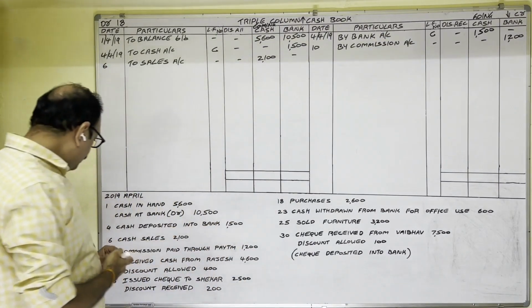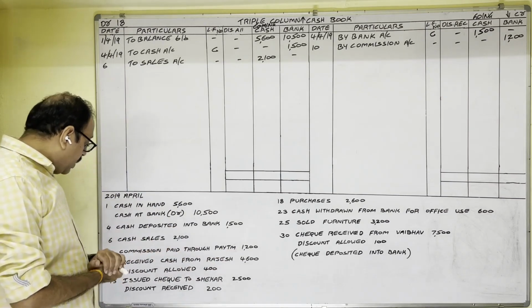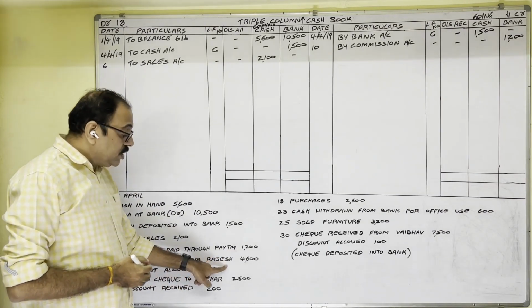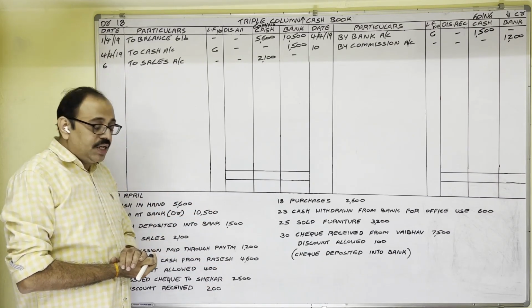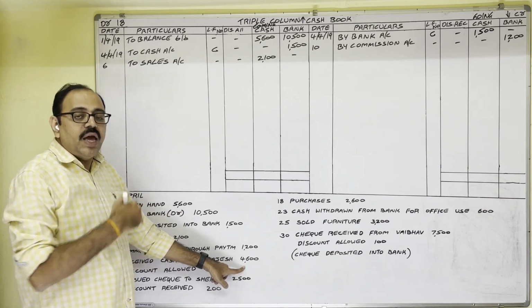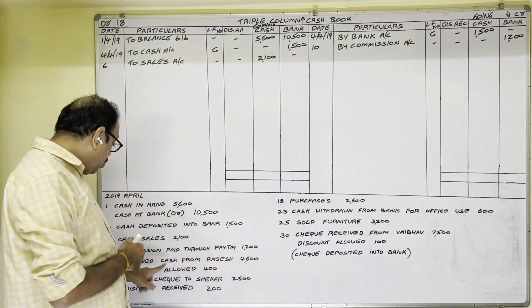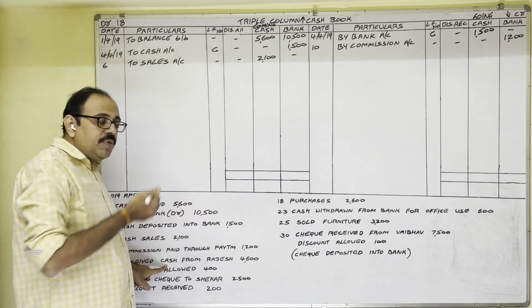Next, 13th date. Received cash from Rajesh 4600. Discount allowed 400. So from Rajesh we have to receive 5000 rupees. As a final settlement we received 4600 rupees. So we allowed a discount of 400 and we received this amount in the form of cash. Cash column is affected. Cash is coming into the firm.